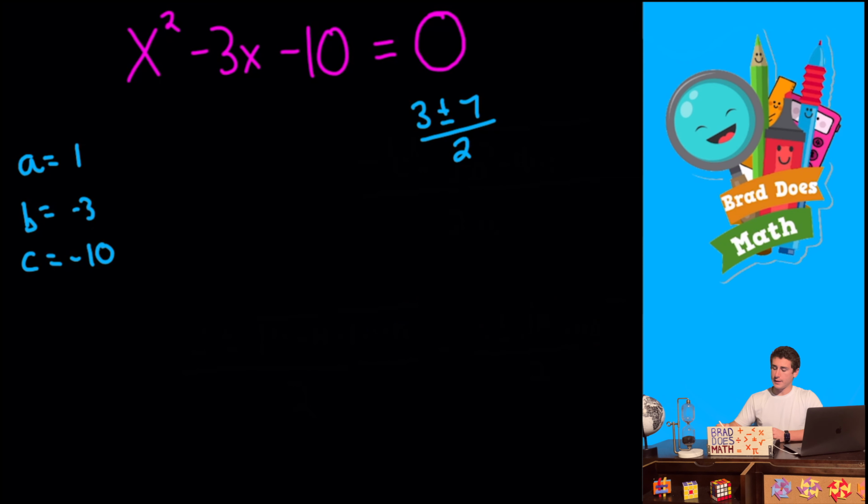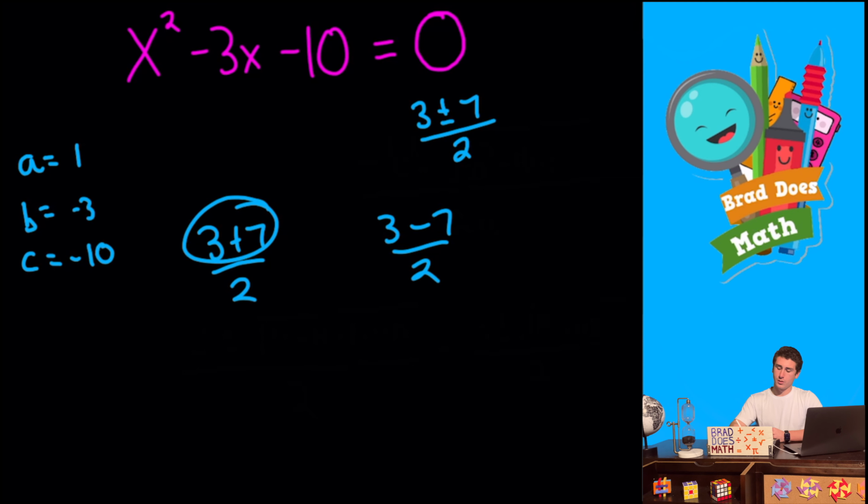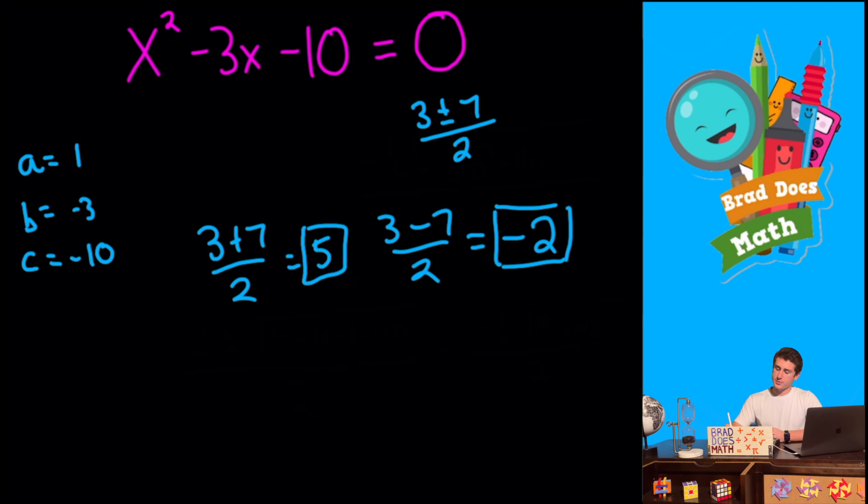Now, we shouldn't really leave it like that, just because we can simplify. You can have 3 plus 7 over 2, and you can have 3 minus 7 over 2. And this gives us 10 over 2, which is 5. And this gives us -4 over 2, which is -2. And just by using the quadratic formula, we have solved this quadratic equation. We know that x equals either 5 or x equals -2.